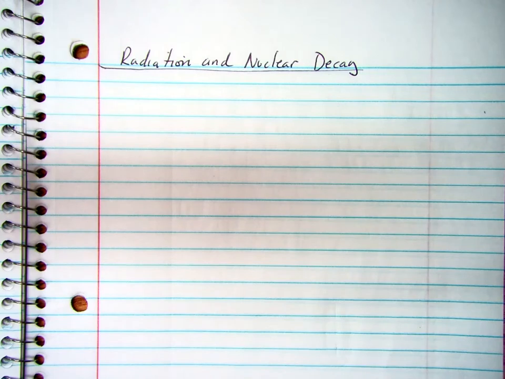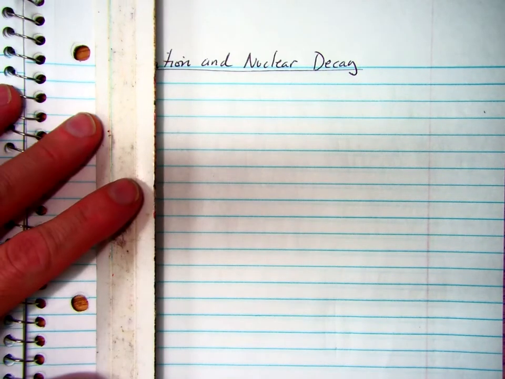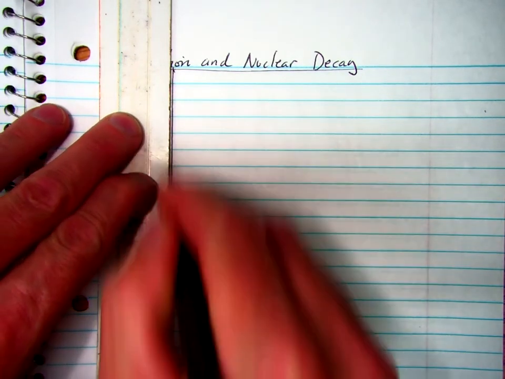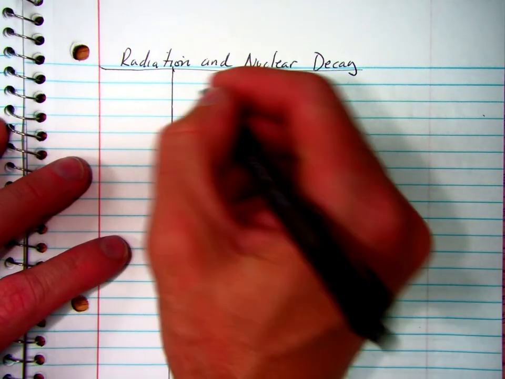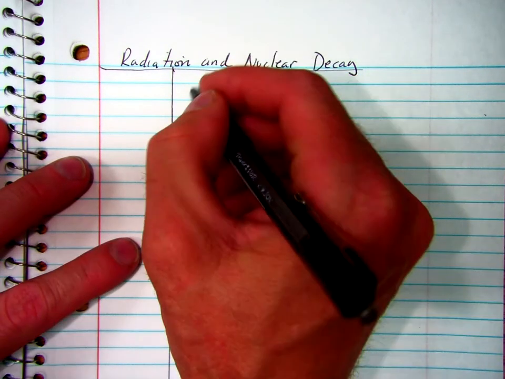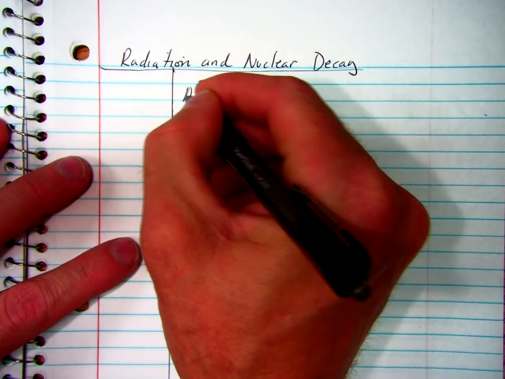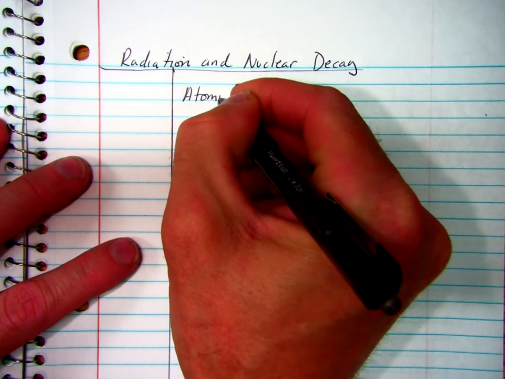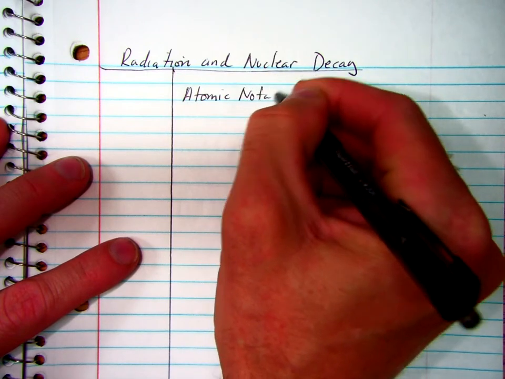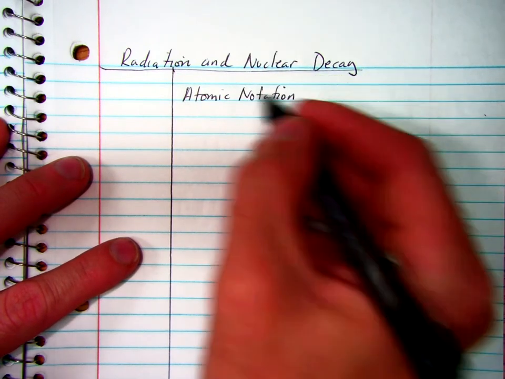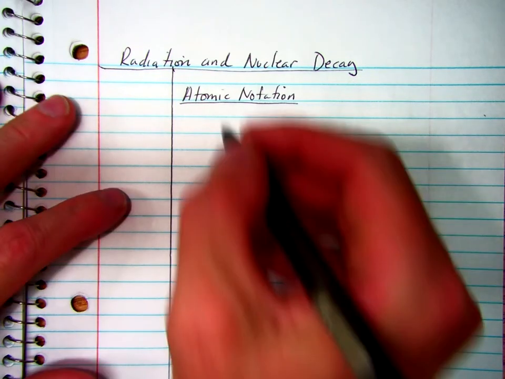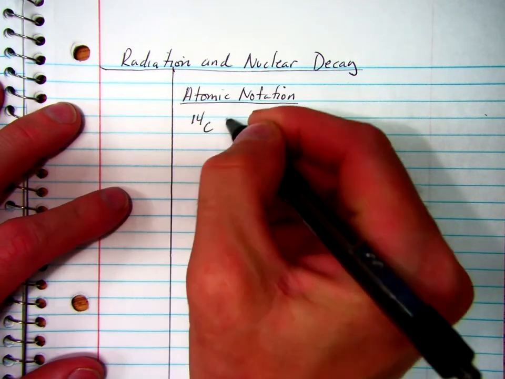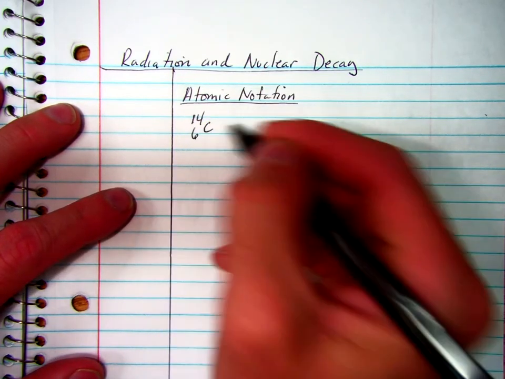Again, we're still going to use our Cornell style, so go ahead and make your vertical line. And the first thing you need to know about radiation and nuclear decay are the notations we use. So we have atomic notation. This should be very familiar to you. It's similar to what you used in chemistry. And here's an example. This is the atomic notation for carbon-14.